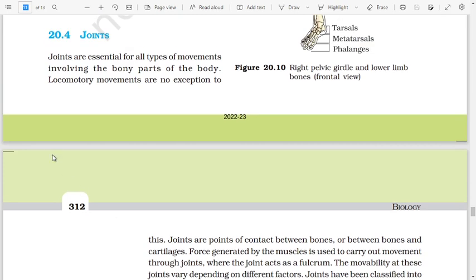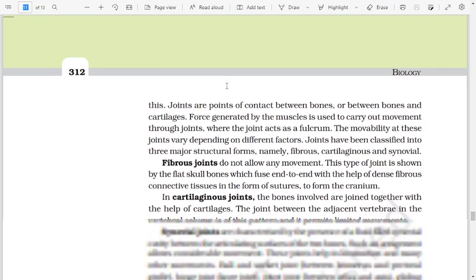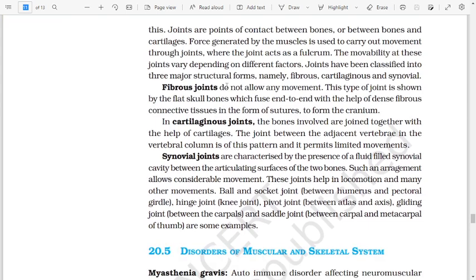Joints are essential for all types of movement involving the bony parts of the body. Locomotory movements are no exception to this. Joints are a point of contact between bones, or between bones and cartilages. Force generated by the muscles is used to carry out a movement through joints, where the joint acts as a fulcrum. The mobility at these joints varies depending on different factors.